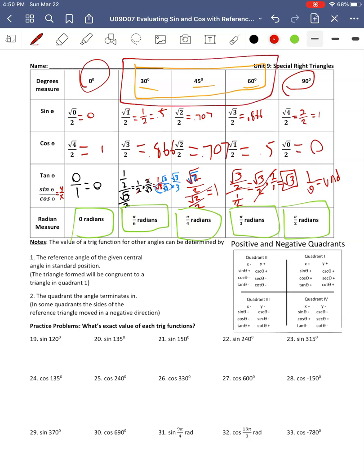So we're just going to pick one of the problems from down below. It doesn't matter which one. Just picking one in the middle, I'm going to pick cosine of 330. So these are the things you need to know. You need to know the reference angle, assuming it is either 30, 45, or 60. And you need to know the quadrant that the angle terminates in.